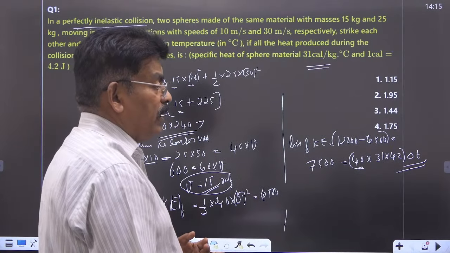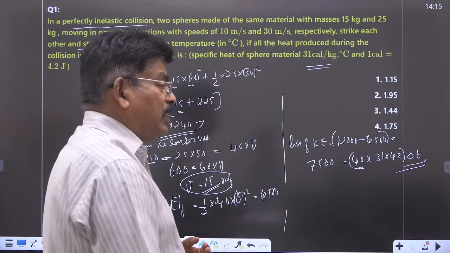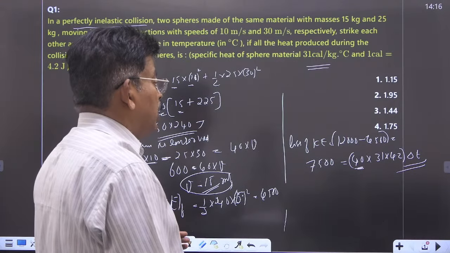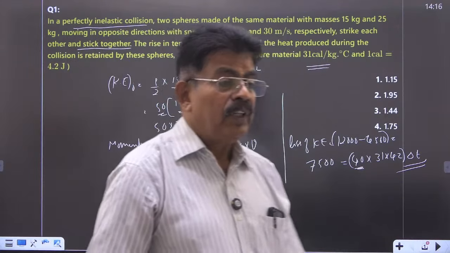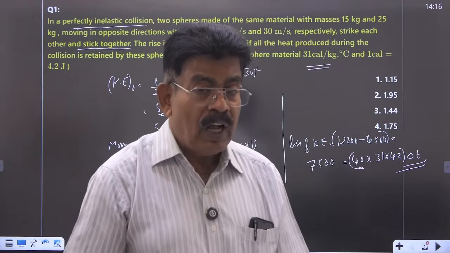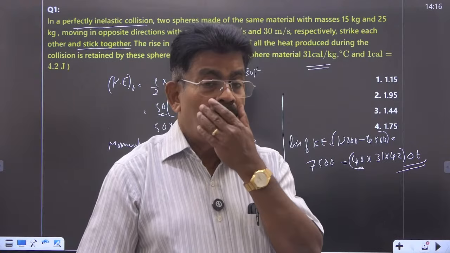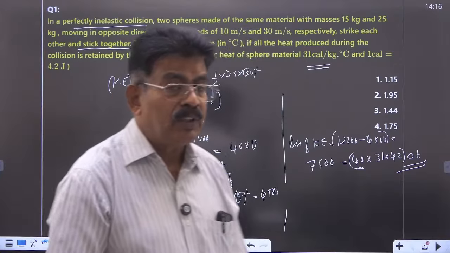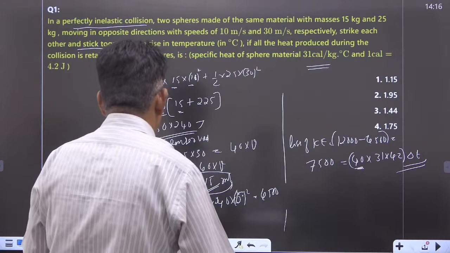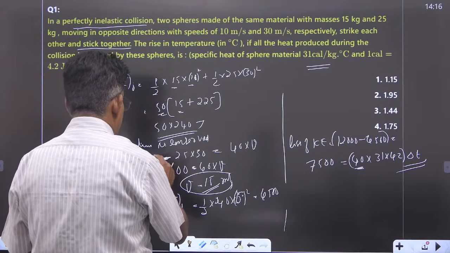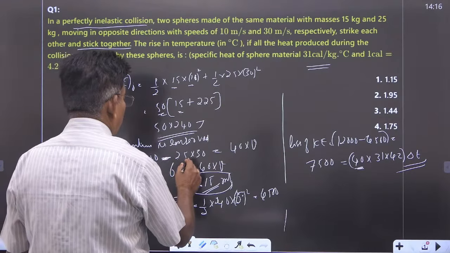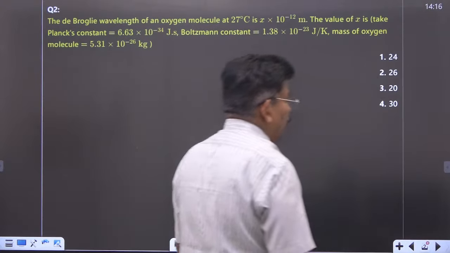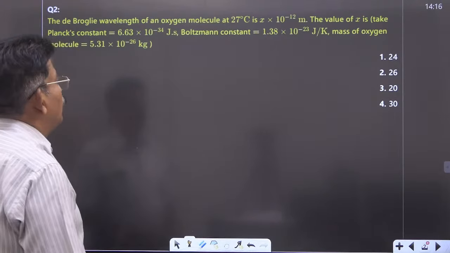There is a loss of kinetic energy. Final kinetic energy will be less. So the loss is the initial kinetic energy of the two bodies minus the final kinetic energy of the combined body. For finding the final kinetic energy of the combined body, we have to find out the velocity of the combined mass using momentum conservation. Both the bodies are moving in opposite directions. First body, 15 into 10, 25 into 30, then we work it out, we will be getting the answer. So, completed. Method I told you, calculation part I am leaving to you. Some calculation I do here, that's another thing.